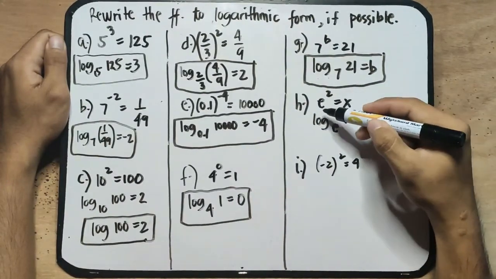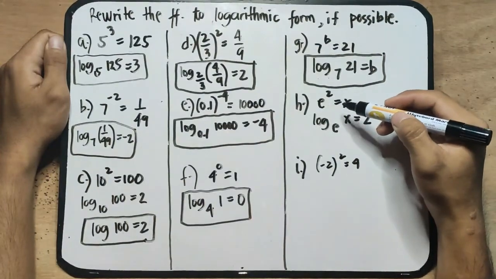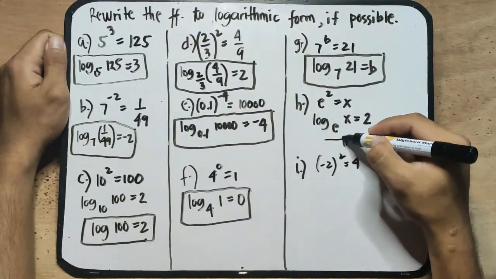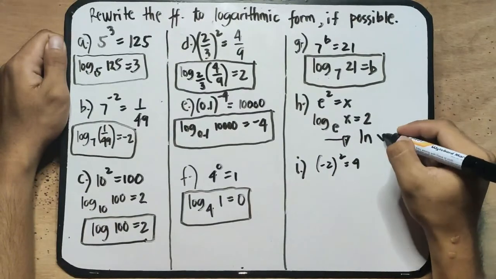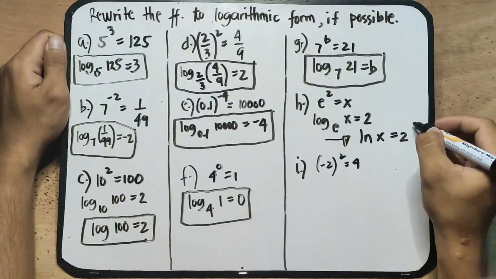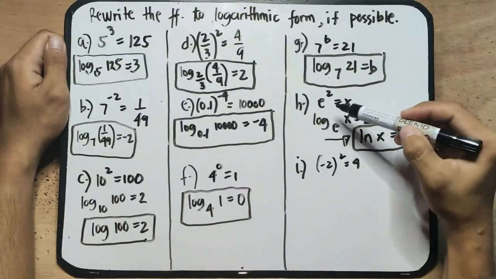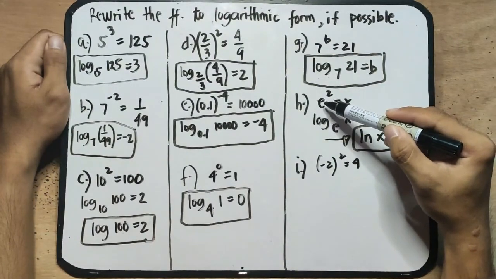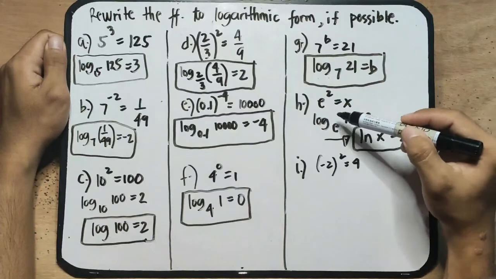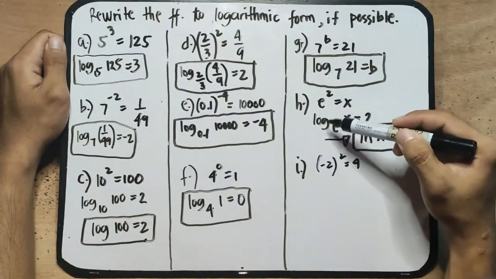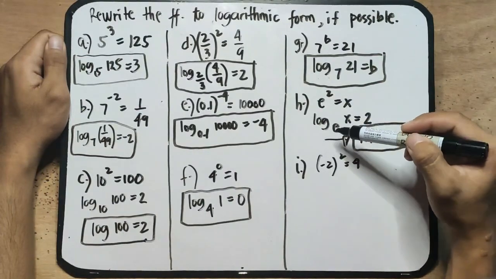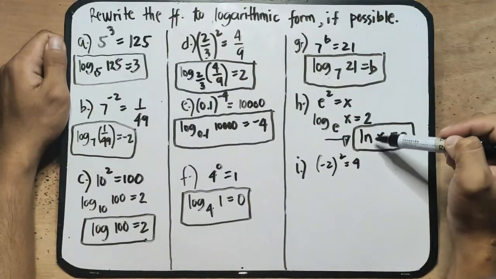Since it is a natural logarithm, this can be simplified further. This will be ln of x is equal to 2. This is the answer. So again, when the base is e, you can simplify it further. Logarithm of log base e can be written as ln, okay, ln.